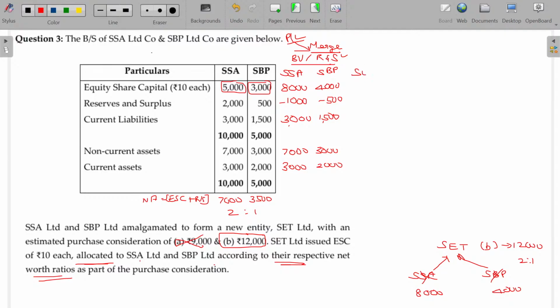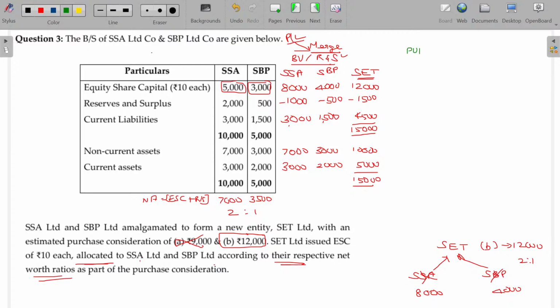Now prepare set, the combined one. It's a line by line addition of this. 12,000, reserves and surplus 1,500, 4,500, and assets 10,000. This reserves and surplus being a negative value, and current assets being 5,000. The total of assets being 15,000, and the total of set also being 15,000. Is that clear? SSA, SBB and set. Let's now move on to the next one.